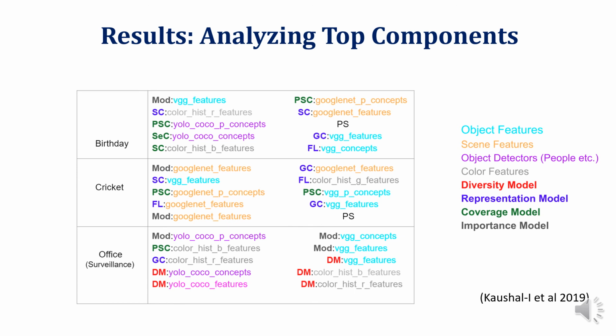For example, for birthday, we find that object features like cake, etc., become interesting concept and object features. Whereas in surveillance, diversity becomes very important. In the case of cricket, you would be interested in events.